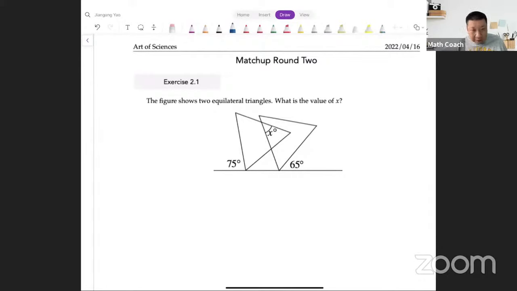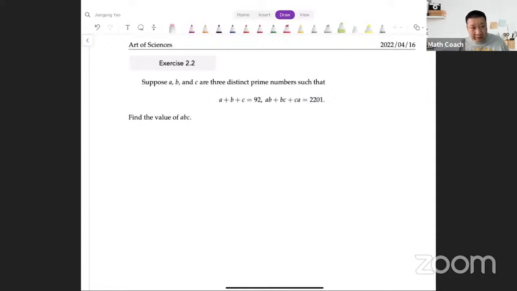Now, suppose A, B, and C are three distinct prime numbers, such that A plus B plus C is 92. AB plus BC plus CA is 2201. Find the value of ABC. Yes, in the previous question, I do see many of you submit the answer quickly. That's nice.